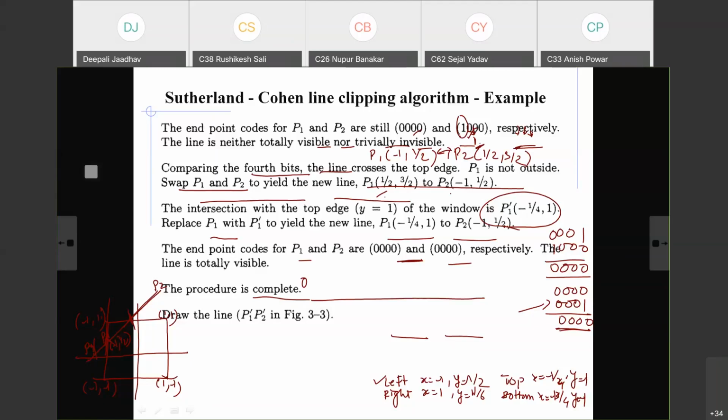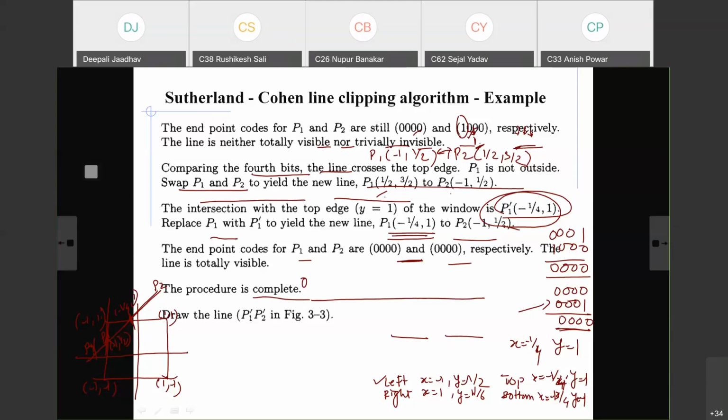The intersection with the top we have already calculated. What is it? X is equal to minus 1 by 4 and y is equal to 1. That is our new point of the intersection, minus 1 by 4, comma 1. Then replace P1 with this new intersection. So what is our P1 now? Minus 1 by 4, 1, and P2 as it is, minus 1, comma 1 by 2.